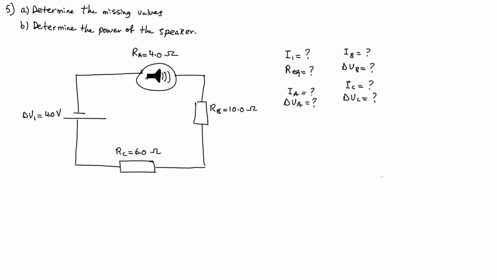A battery, 4 volts. We are asked to find the current across the battery, the equivalent resistance across the circuit. We are asked to find the current across the speaker, the potential difference across the speaker, current across resistor B, potential difference across B, current across C, and potential difference across C.